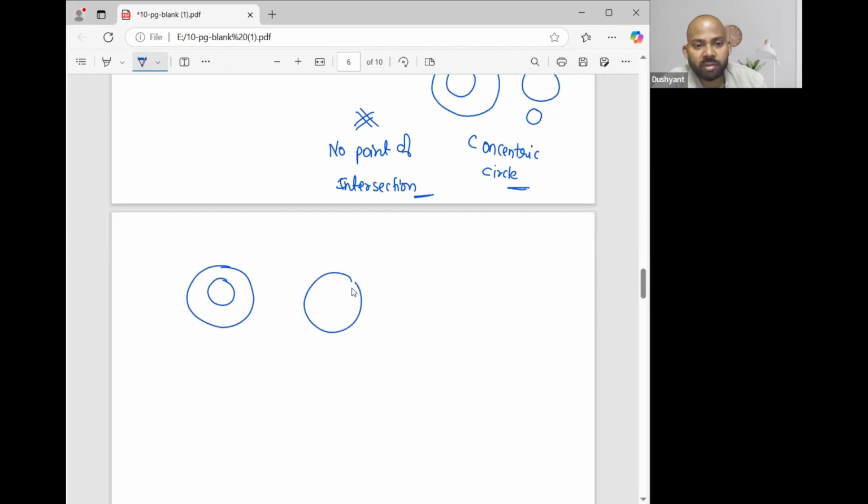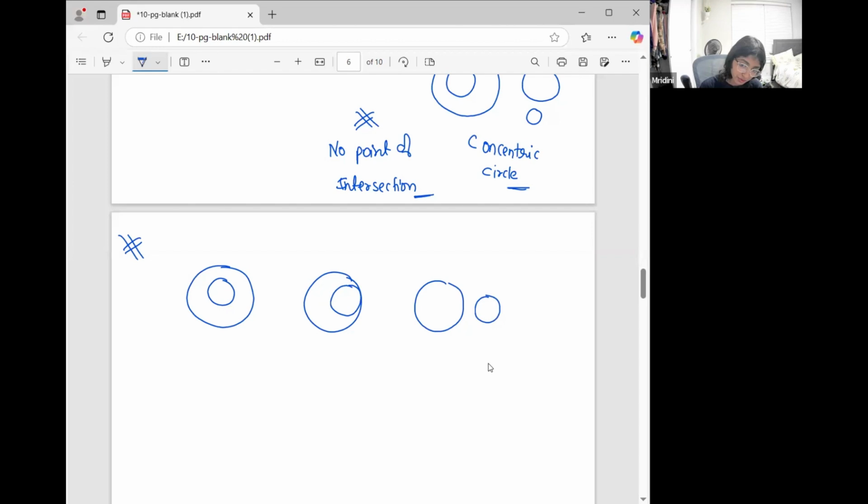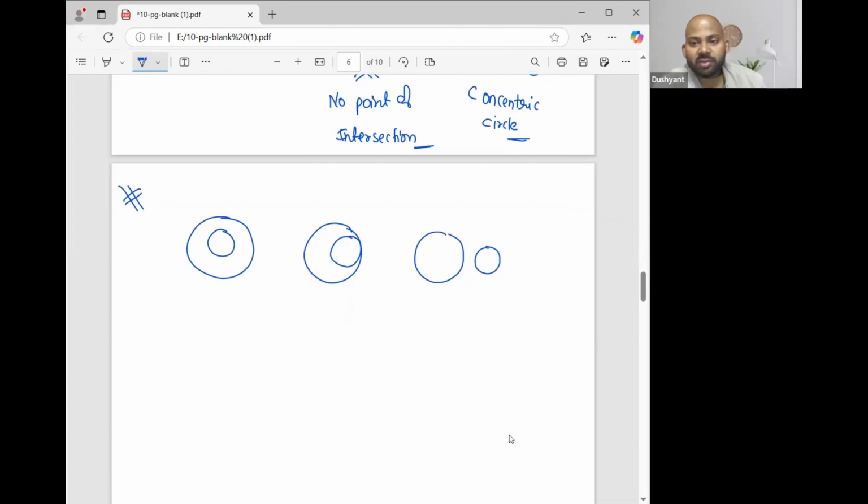So one example is kind of this one. Can we draw tangents? Yes, we can have one. And similarly, how many tangents can we draw for this one? We can draw two. And for the last one, four. One, two, three, four. Yes.